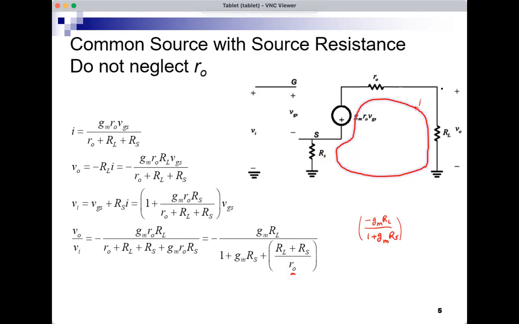And you can easily show that then you get minus GM RL parallel RO when there's no RS, which again is the result we expect. This is the R prime L that we had previously. So this is when RS is 0. So this gain expression, therefore, is a general expression when there is RS, when there is RO, and it reduces to the other simpler expressions when either RS is 0 or RO is very large.